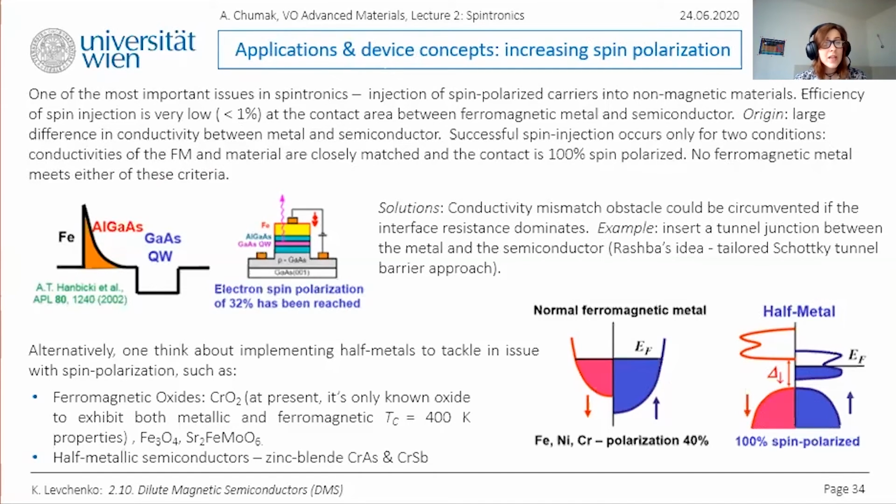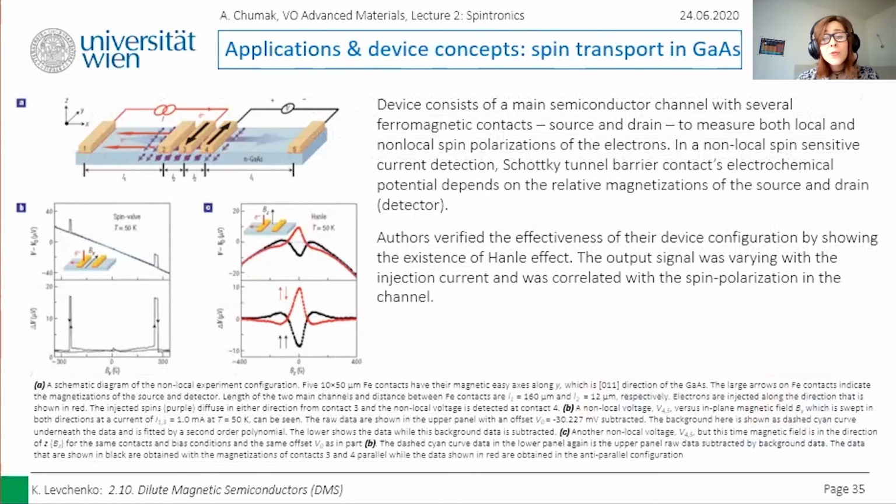Alternatively, conductivity mismatch could be circumvented if the interface resistance dominates, as it was shown on the example of the tailored Schottky tunnel barrier approach. One of the most remarkable works on electrical detection of spin transport in ferromagnetic semiconductor was done by Cowell et al.